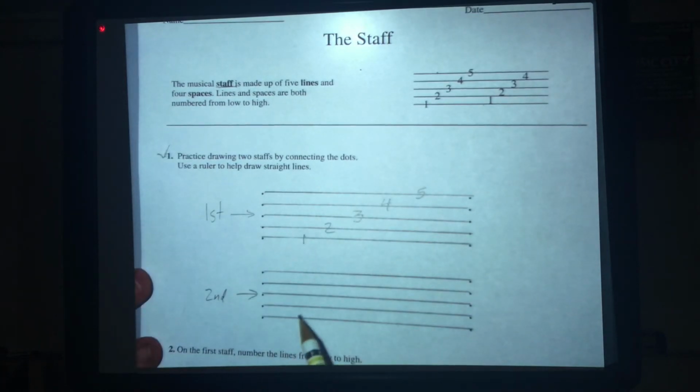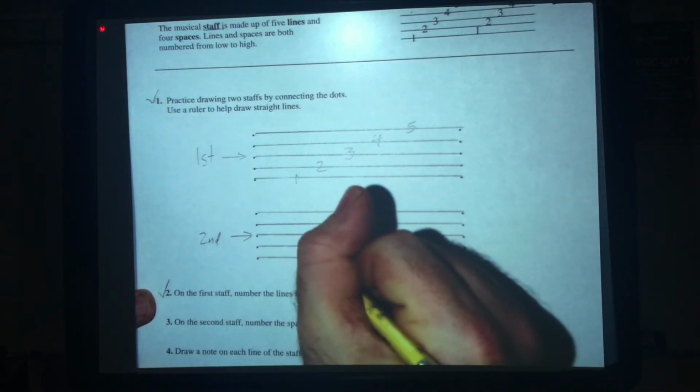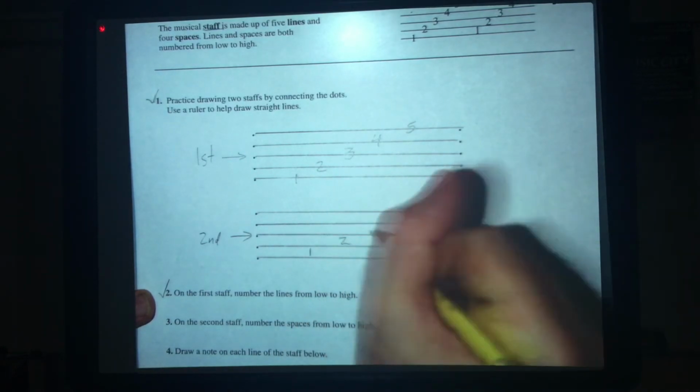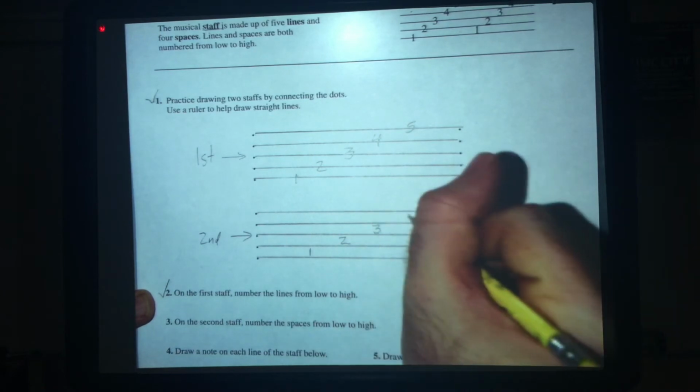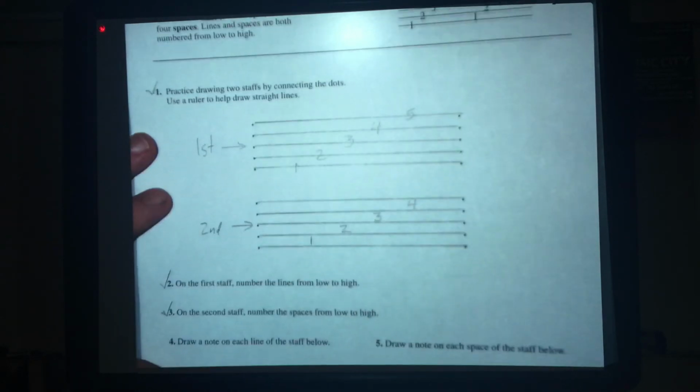Down here on the bottom, we're going to do the same thing. So I'll put check next to number 2. But now it says on the second staff, number the spaces from low to high. 1, 2, 3, 4. And this is just to show that you understand where the lines and the spaces are. We'll do a check here.